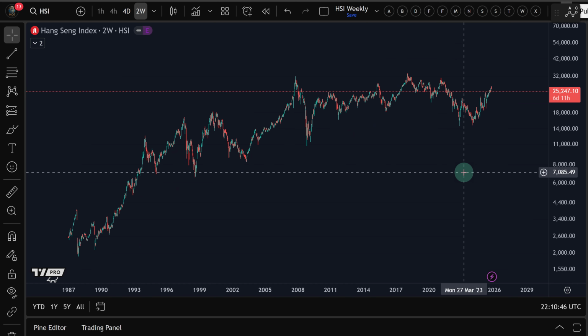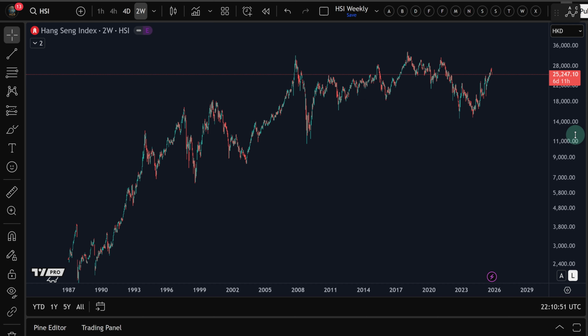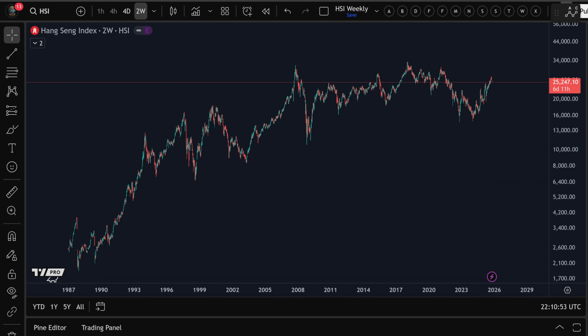We take a look at the larger time frame chart in this video, and we want to label this chart together. We want to take a look at it from an Elliott wave point of view. It's a very interesting one.